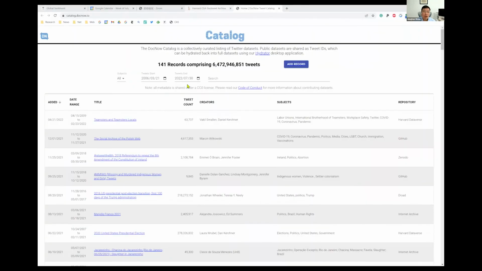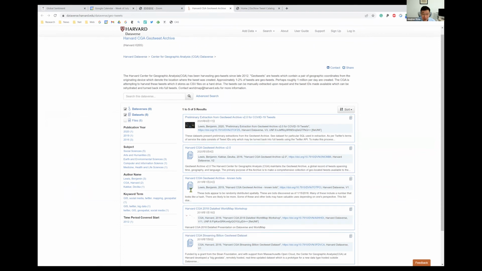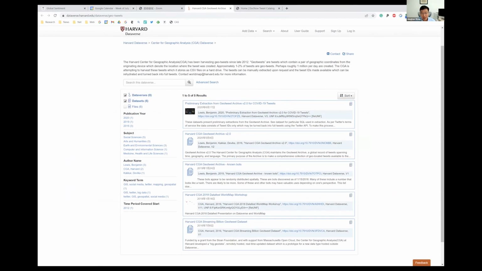For example, we collaborate with Harvard. They provide the Harvard Center for Geographic Analysis GeoTweet Archive. We already provide some datasets for this, but we only provide the Twitter IDs. You need to retrieve the original tweets yourself, because Twitter does not allow sharing the original tweets, but we are allowed to share the Twitter IDs.